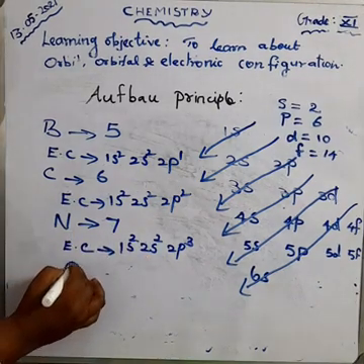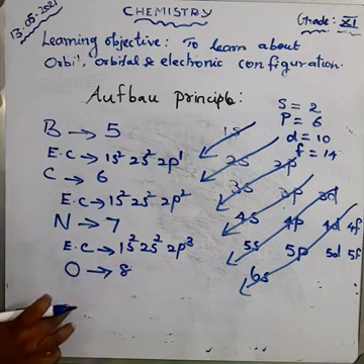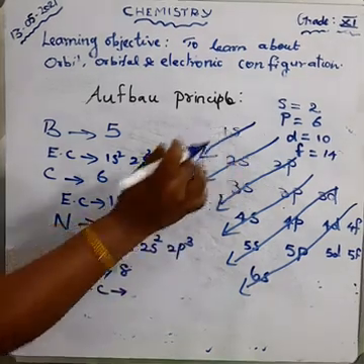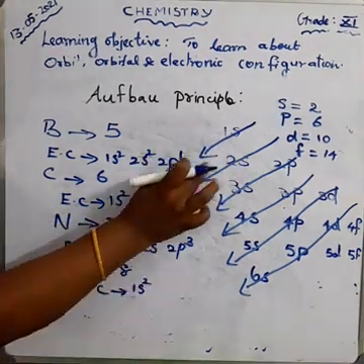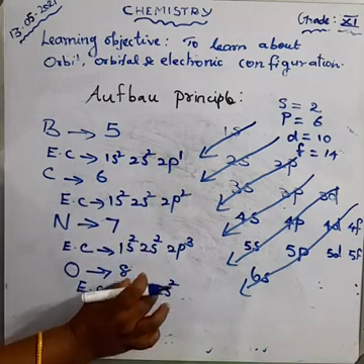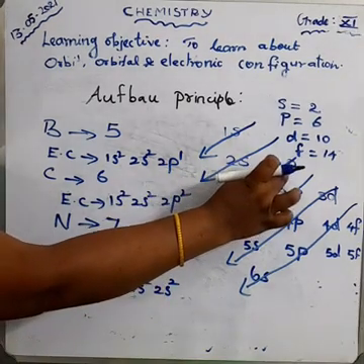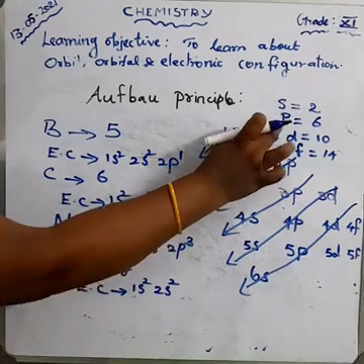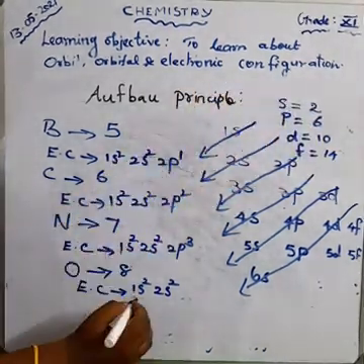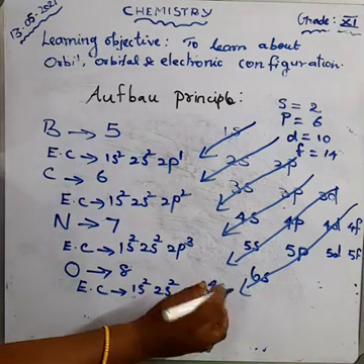And then oxygen, atomic number of oxygen 8. So 8 electrons are there. So electronic configuration for oxygen: first 1s2 and then 2s2. So 4 electrons, and then the remaining 4 electrons we can occupy in the 2p orbital. Maximum 6 electrons we can occupy for p orbitals. So 1s2, 2s2, 2p4.